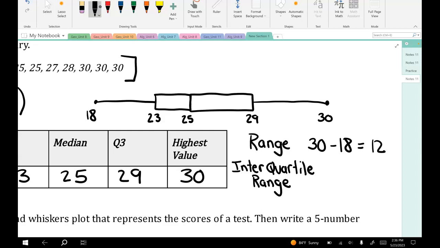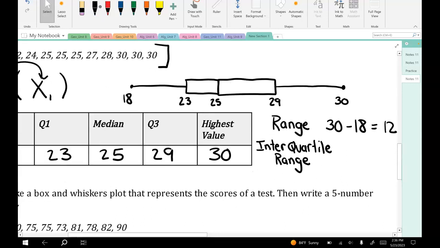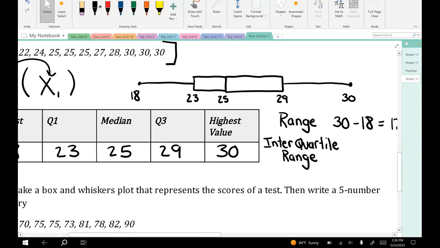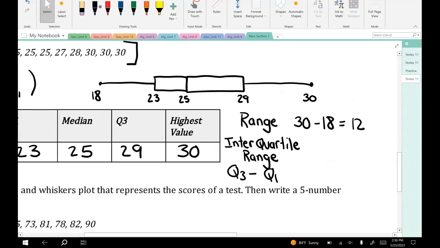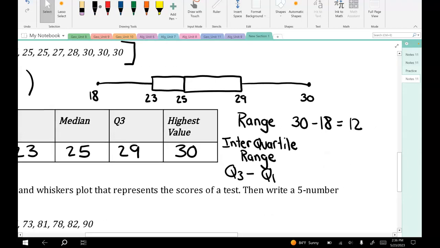The interquartile range is the range that's in your quartile. Think inter means like between. Interquartile means between quartiles. So an interquartile range is always the same: you take your Q3 value minus your Q1 value. So this would be 29 minus 23, which is equal to 6.